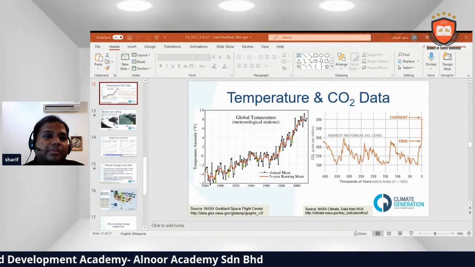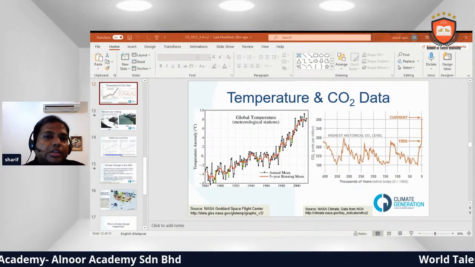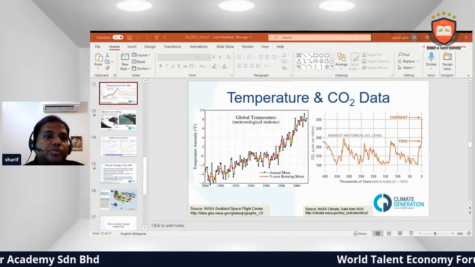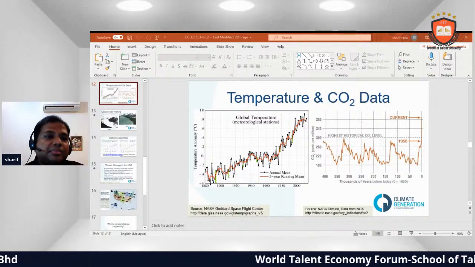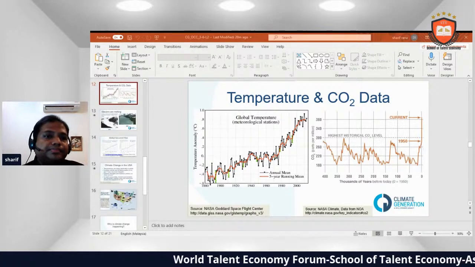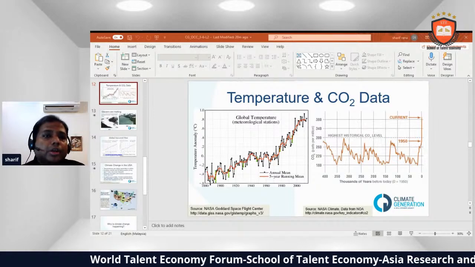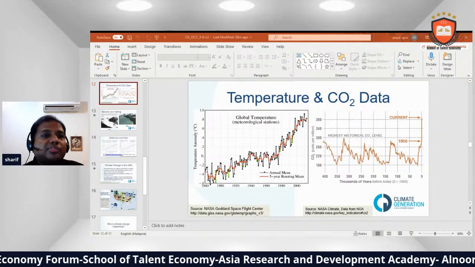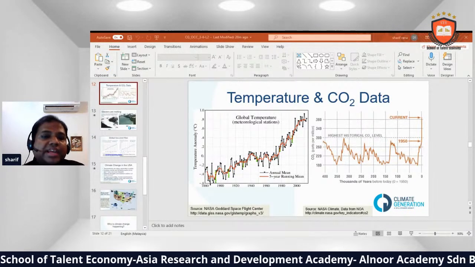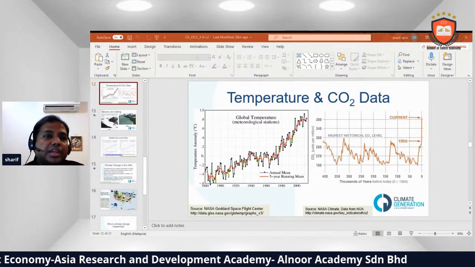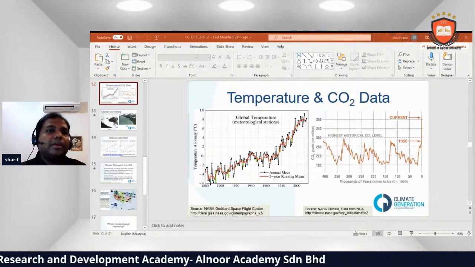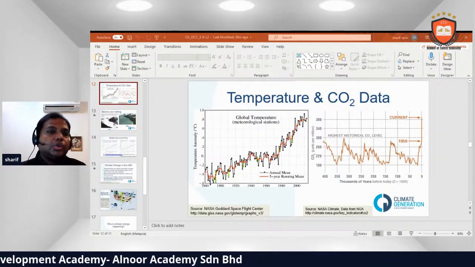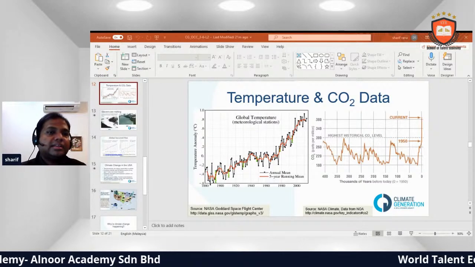So climate change is a major challenge, and the World Talent Economy Forum and School of Talent Economy strongly believe that climate change can change many things in society. From COVID, what we learned is that we need to take initiative and solve this problem. If you have any questions regarding climate change, you can communicate with me directly, and we are ready to give you answers in an effective way.